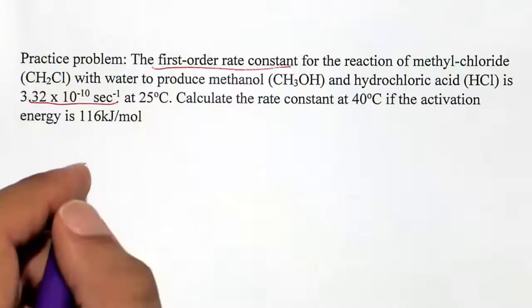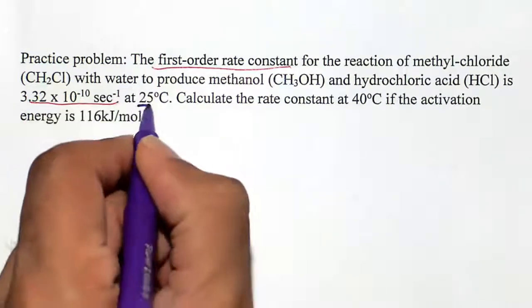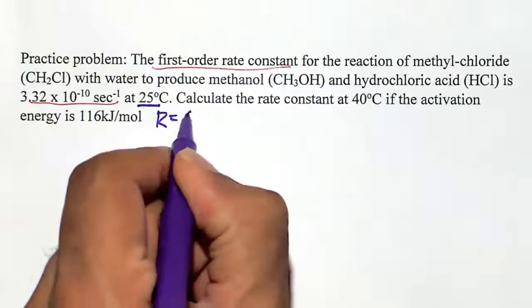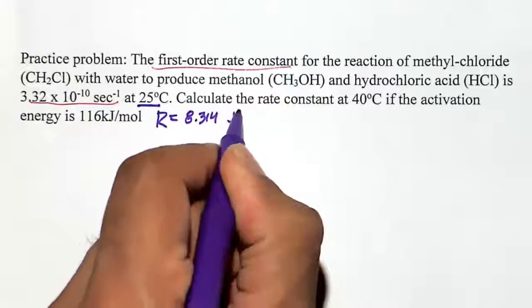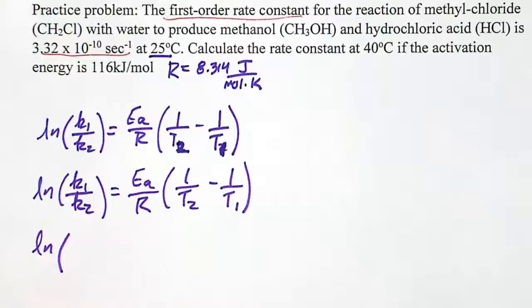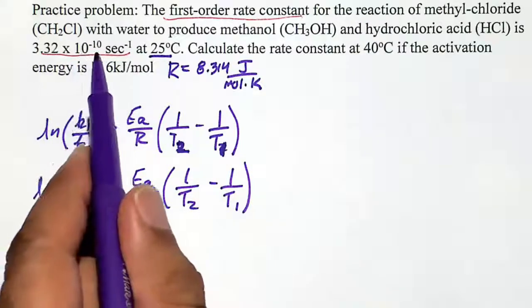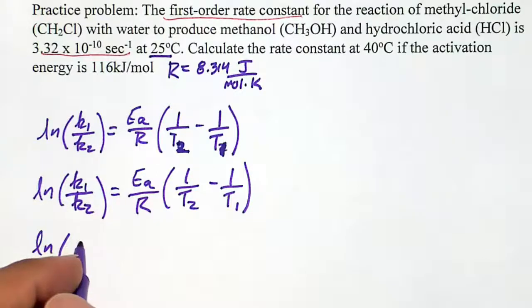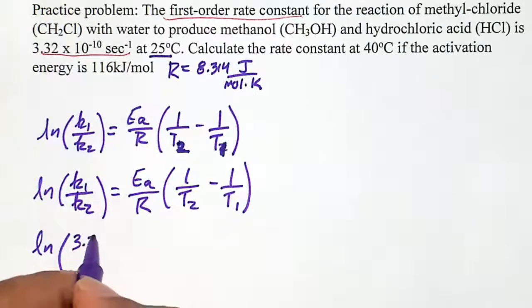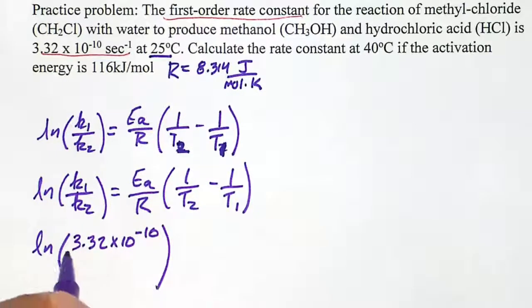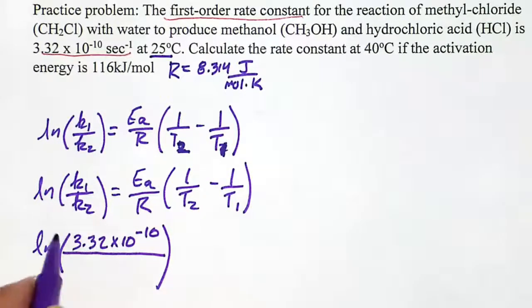So in this particular regard, we're going to have to convert our temperature to Kelvin just because our units of R are 8.314 joules per mole Kelvin. K1 here, 3.32 times 10 to the minus 10, that's a really small number, at 25 degrees. So that's my K1 and T1. I'm not going to put any units in my log because with natural logs, no units get put in there.